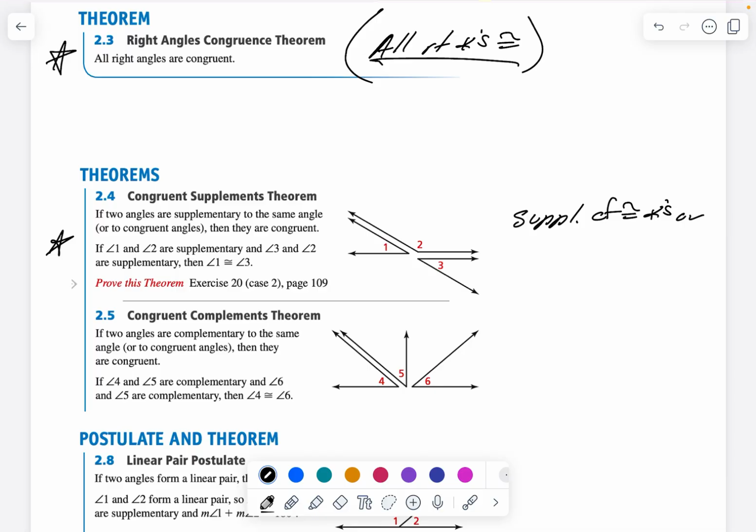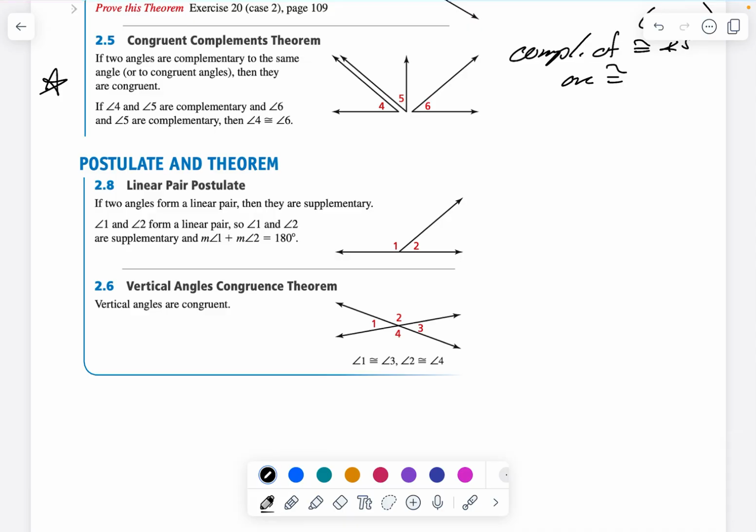So I abbreviate this one: supplements of congruent angles are congruent. Or it could be same angle, like it could be substituted. Supplements of the same angle are congruent, supplements of congruent angles are congruent. And same thing, complements of congruent angles or same are congruent.